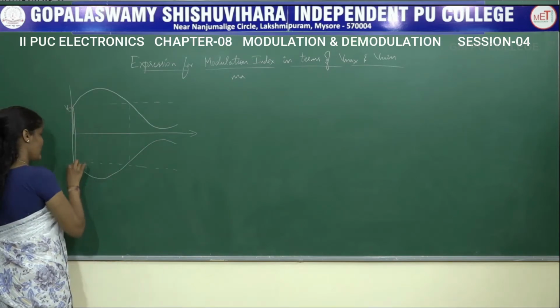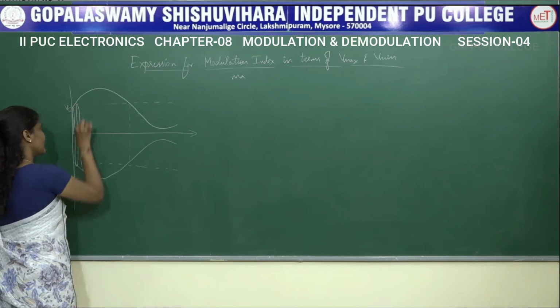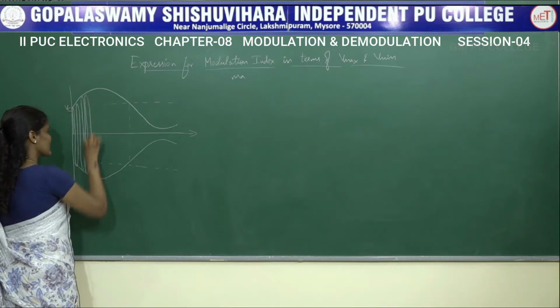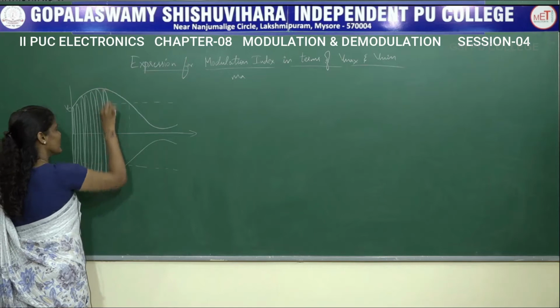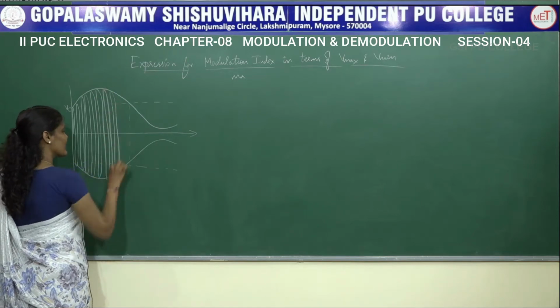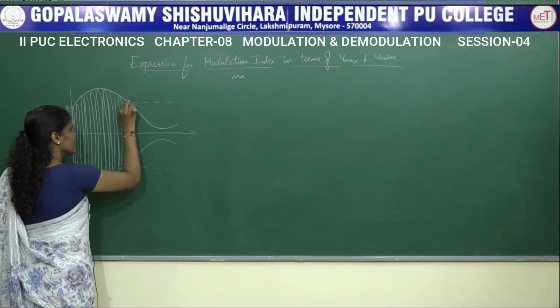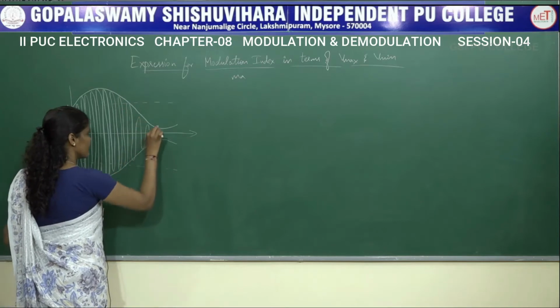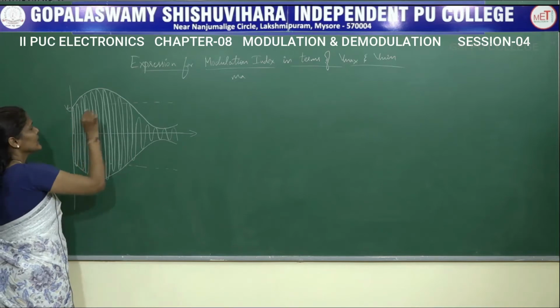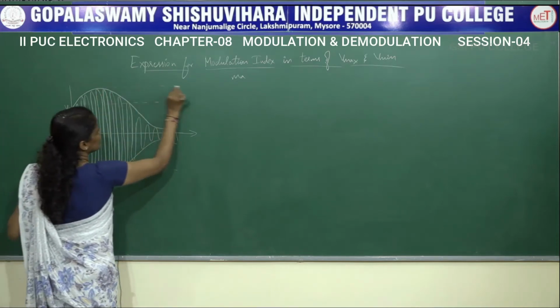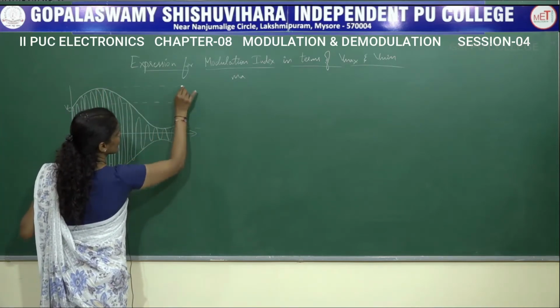Here the frequency of this amplitude modulated signal is the same as the frequency of the carrier signal. That is, the frequency of this particular signal is very, very high. So we are drawing the waveforms inside it like this. Okay? This is VC, whereas let me mark these points.